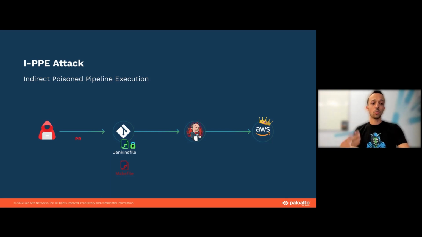So now malicious commands are executed in the pipeline, which sends the credentials of AWS to the attacker that can now directly access it. So rather than poisoning the pipeline by inserting malicious commands directly into the pipeline definition file, like in direct PPE, now in indirect PPE, an attacker injects malicious code into files which are referenced by the configuration files. That's indirect poison pipeline execution.